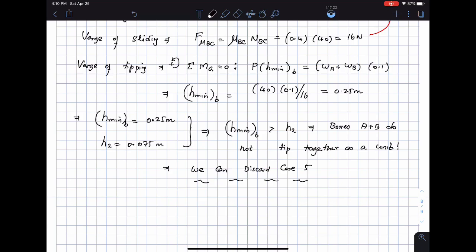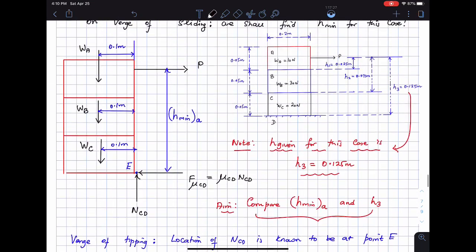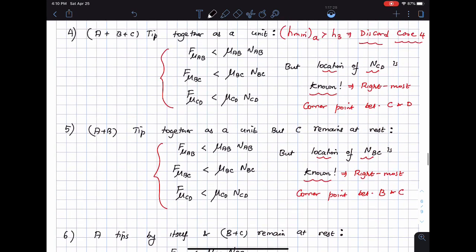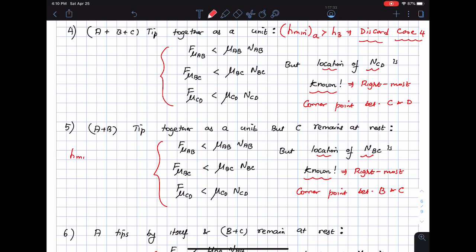Okay, and I want to go ahead and make a statement for case 5 right above here, where we had case 5, and so we see that in this case H minimum B was 0.25 meters and H2 was 0.075 meters. So H minimum B greater than H2, which means we can discard case 5.